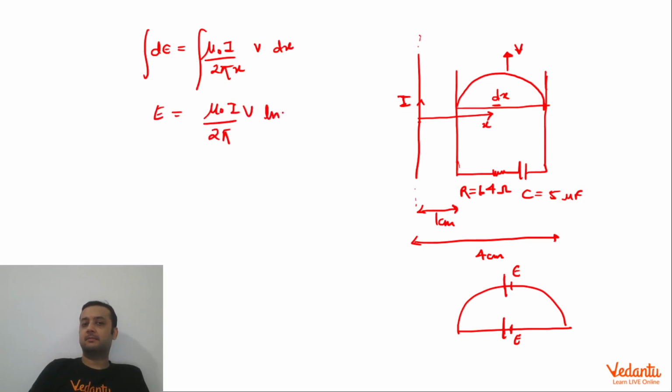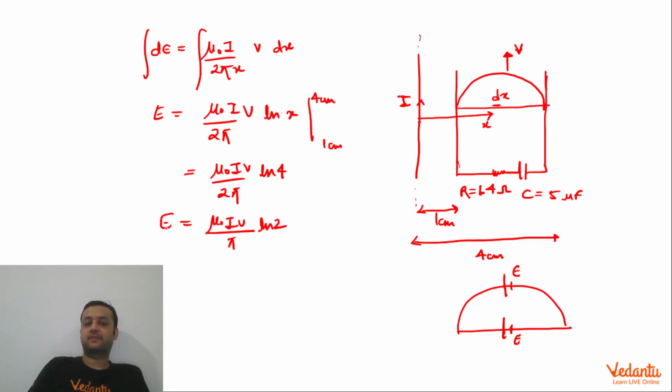dx by x will become ln x, and x will vary from 1 centimeter to 4 centimeters. So this will become mu naught I v upon 2 pi ln of 4. ln 4 can be written as 2 ln 2. So that 2 and this 2 will be gone and this will become ln 2. This is the induced EMF.